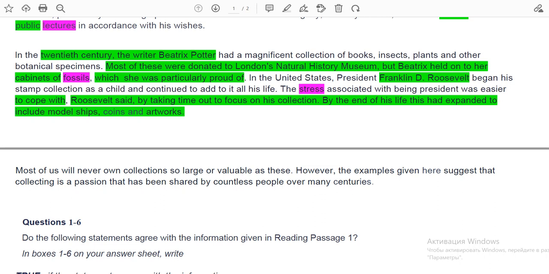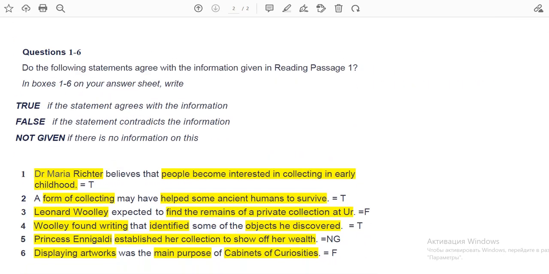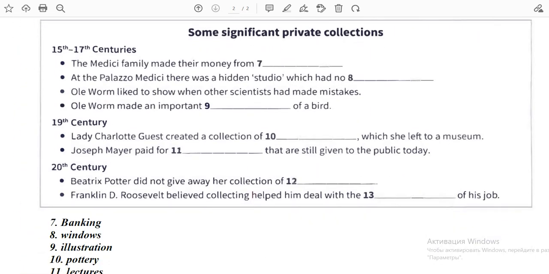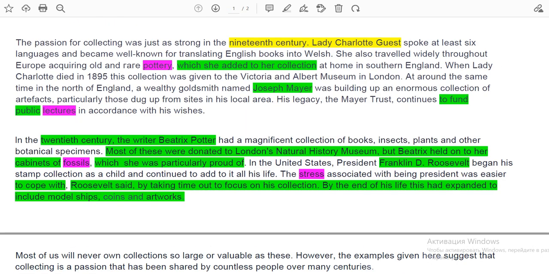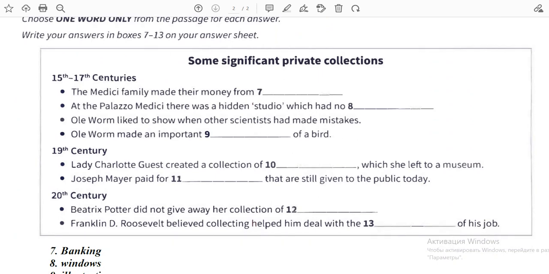Fossils is our word because Beatrix Potter, the writer, donated most of her other collections to a museum, but not her fossils, which she was particularly proud of. Here it is, fossils. Didn't give away her collection of fossils. You can see from our sentences. Is that right? Yes, that's correct. Let's go further. And here it is.